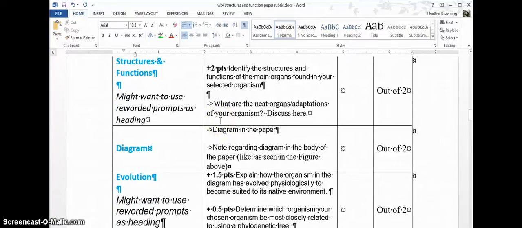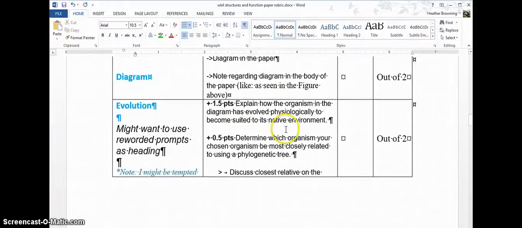Diagram: you need to have it in your paper and you want to talk about it. So I would probably put it in the structures section, and then I would say something like, as seen above or as seen below. I just need a mention of the figure. So I would say, as seen in the figure above, as seen in the figure below, at least once, because you don't want to have something in your paper that you don't talk about.